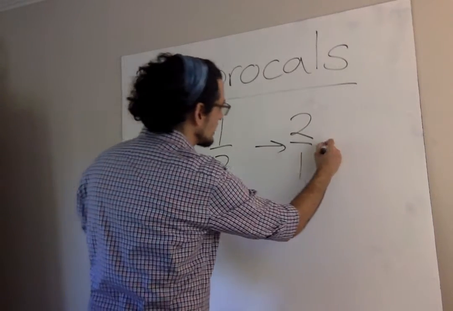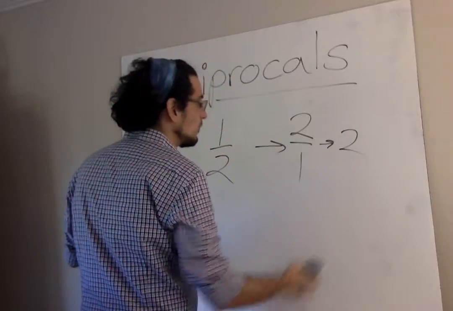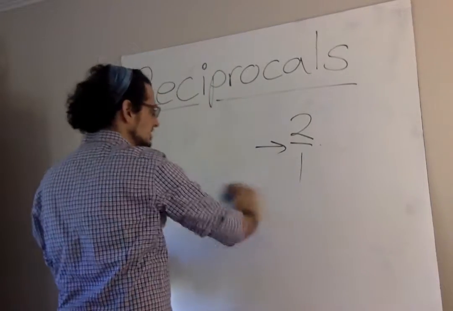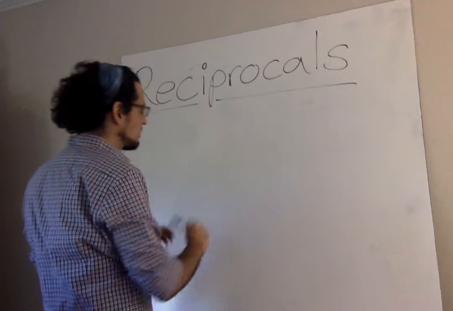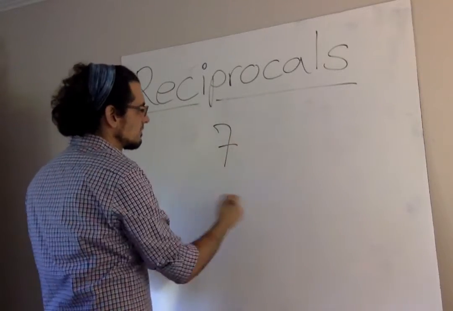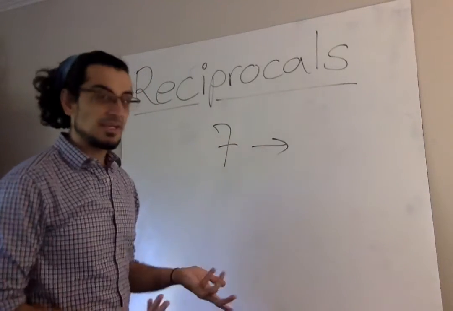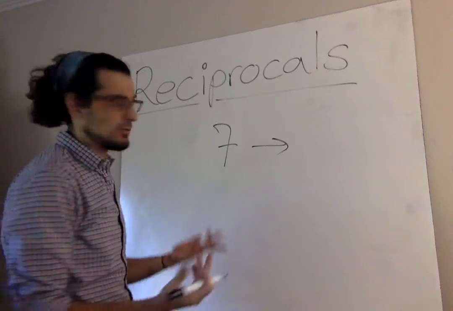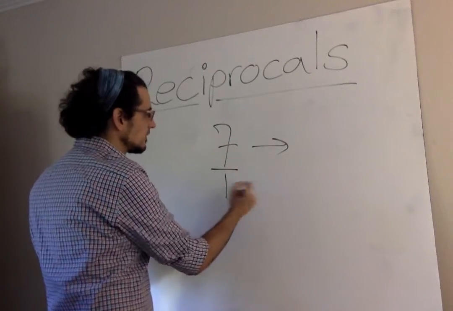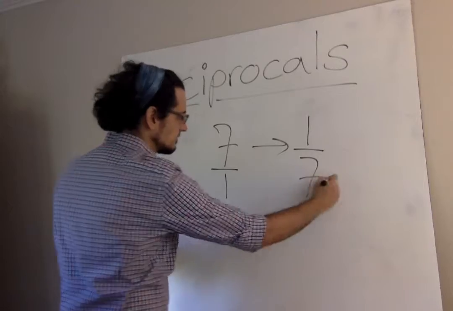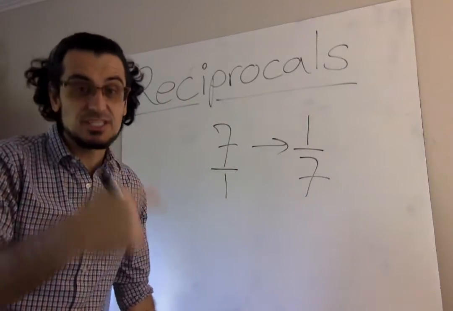So, having said that, we would then do something like this. Let's say I gave you the number 7. You're like, hey, how would I turn that into a reciprocal? Well, we think of it as 7/1, which then would be written as 1/7. Okay, so that's the idea. Just keeping this moving along.